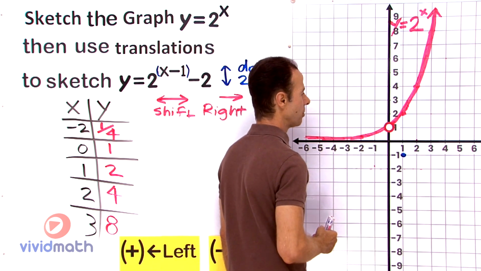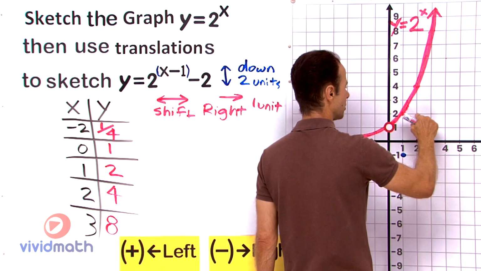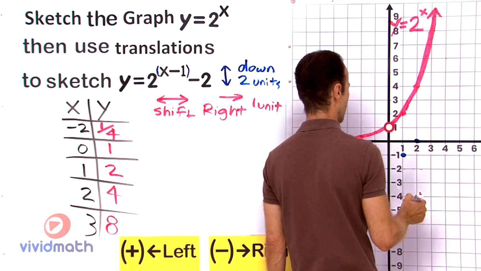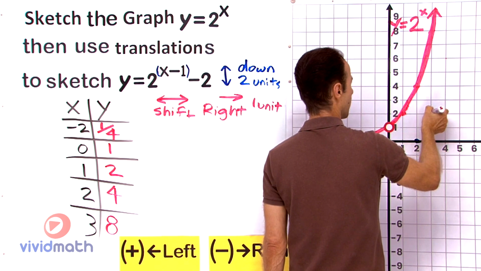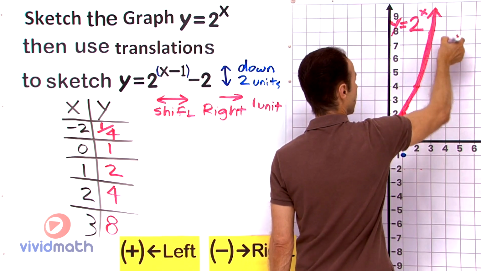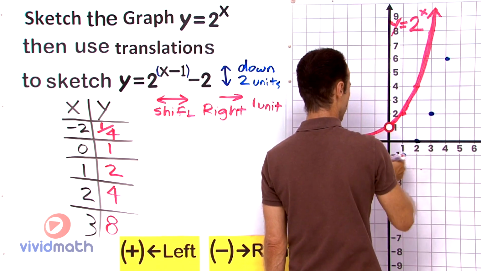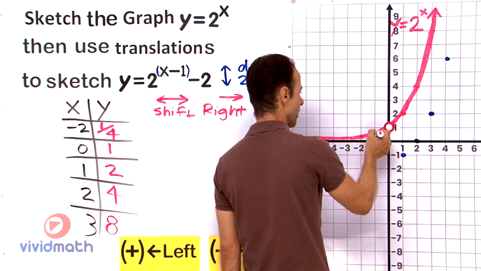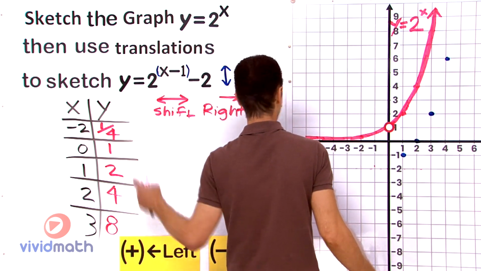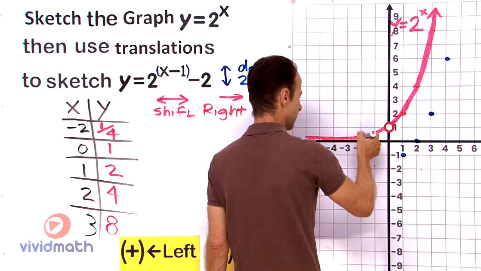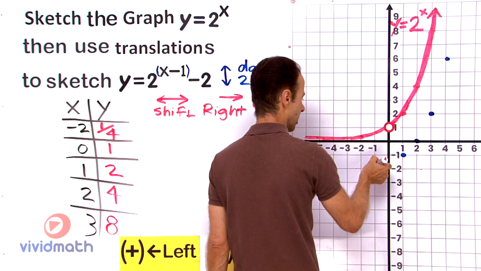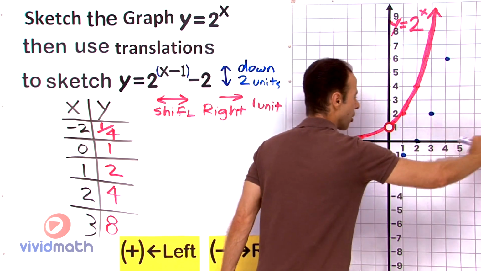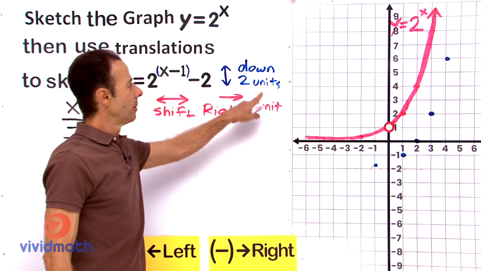All right, let's find another point. This one here, across 1, down 2, that's going to be there. Okay. Then we got this one, across 1, down 2, that's there. And this point, across 1, down 2, right there. So we're starting to form this. Okay. Now this point over here, which was negative 2, 1/4, will go down 2, and across 1, which will be right there. Across 1, maybe a bit lower. There we go.